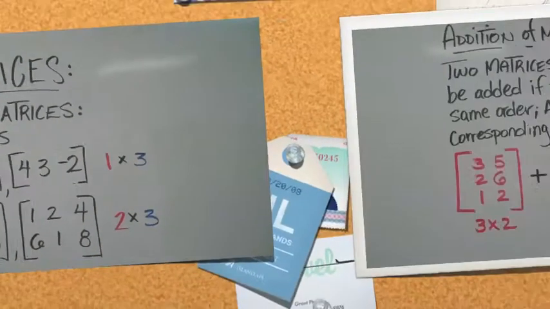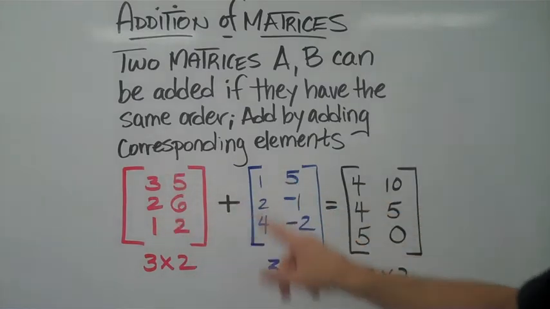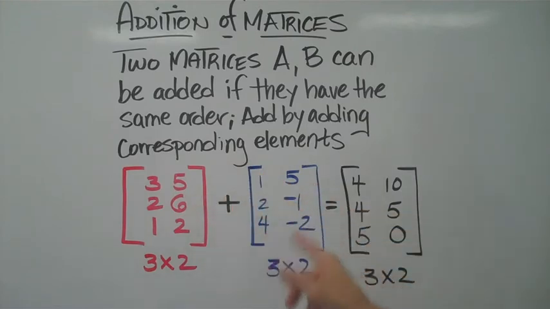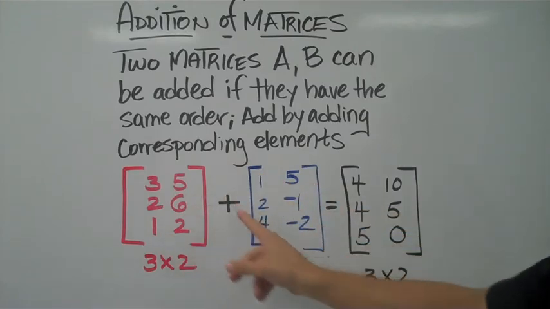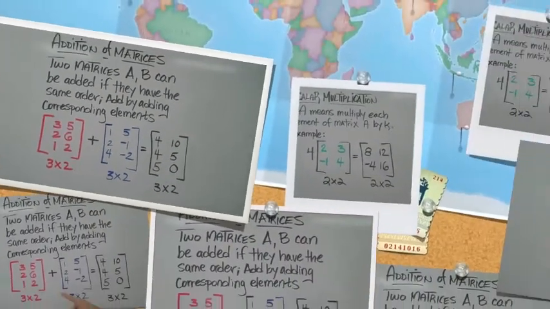Two matrices, A and B, can be added if they have the same order. Add by adding corresponding elements. For example, here we have a 3 row by 2 column matrix plus a 3 row by 2 column matrix. Well, we can add these because they're of the same order. How do we add these? 3 plus 1, 5 plus 5, 2 plus 2, 6 plus negative 1, 1 plus 4, 2 plus negative 2. And we get this resulting matrix here.